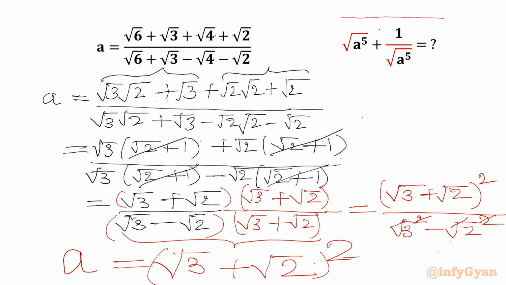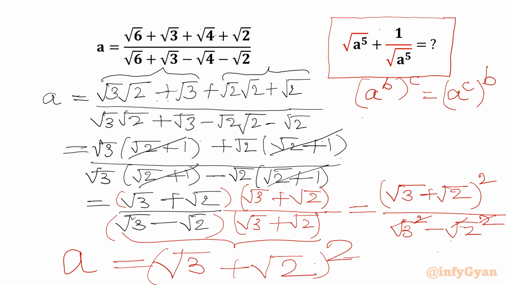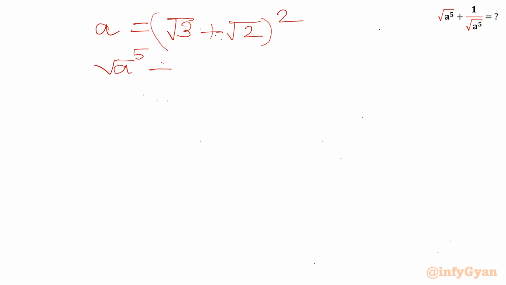Now if you see the expression, we can use the property from exponents: a power b whole power c, we can write a power c whole power b. So ultimately we can write root a whole power 5 plus 1 over root a whole power 5. Let me write here, a is equal to root 3 plus root 2 whole square, and we have to evaluate root a whole power 5 plus 1 over root a whole power 5.